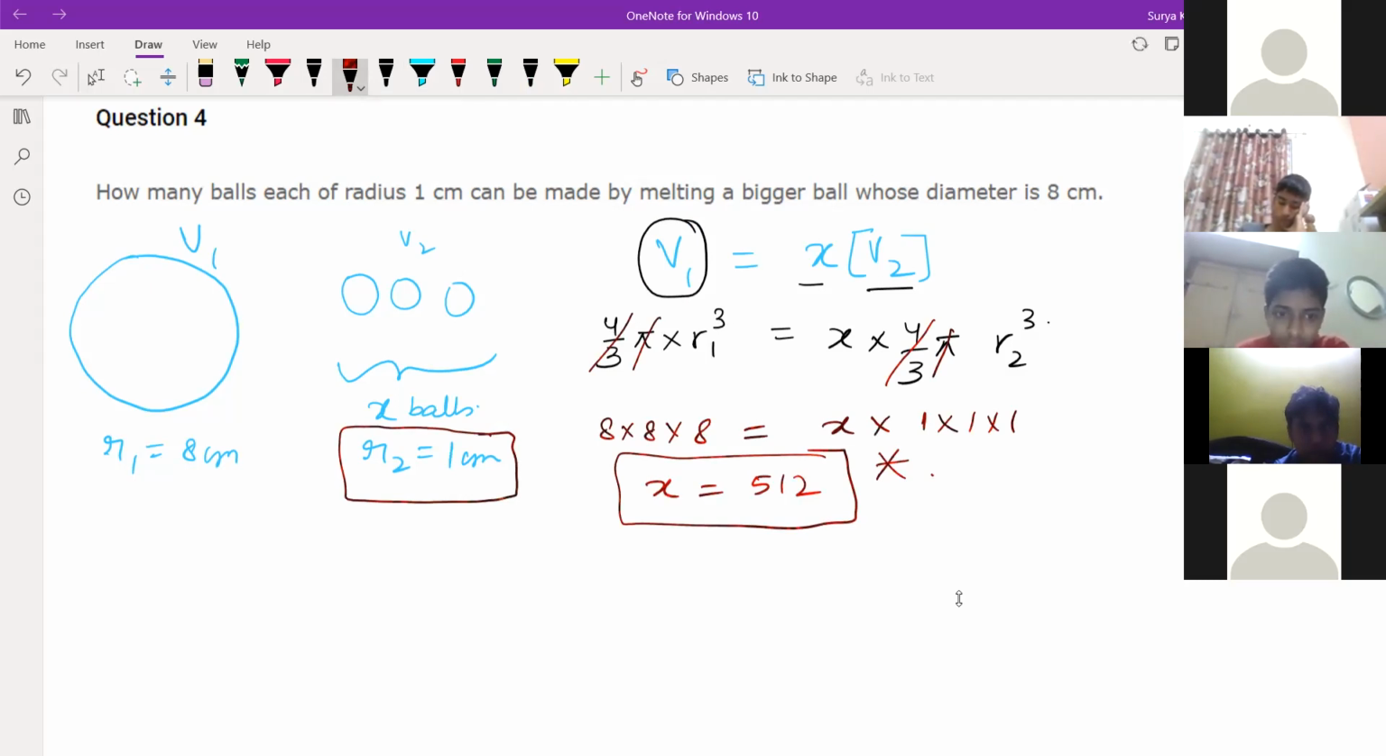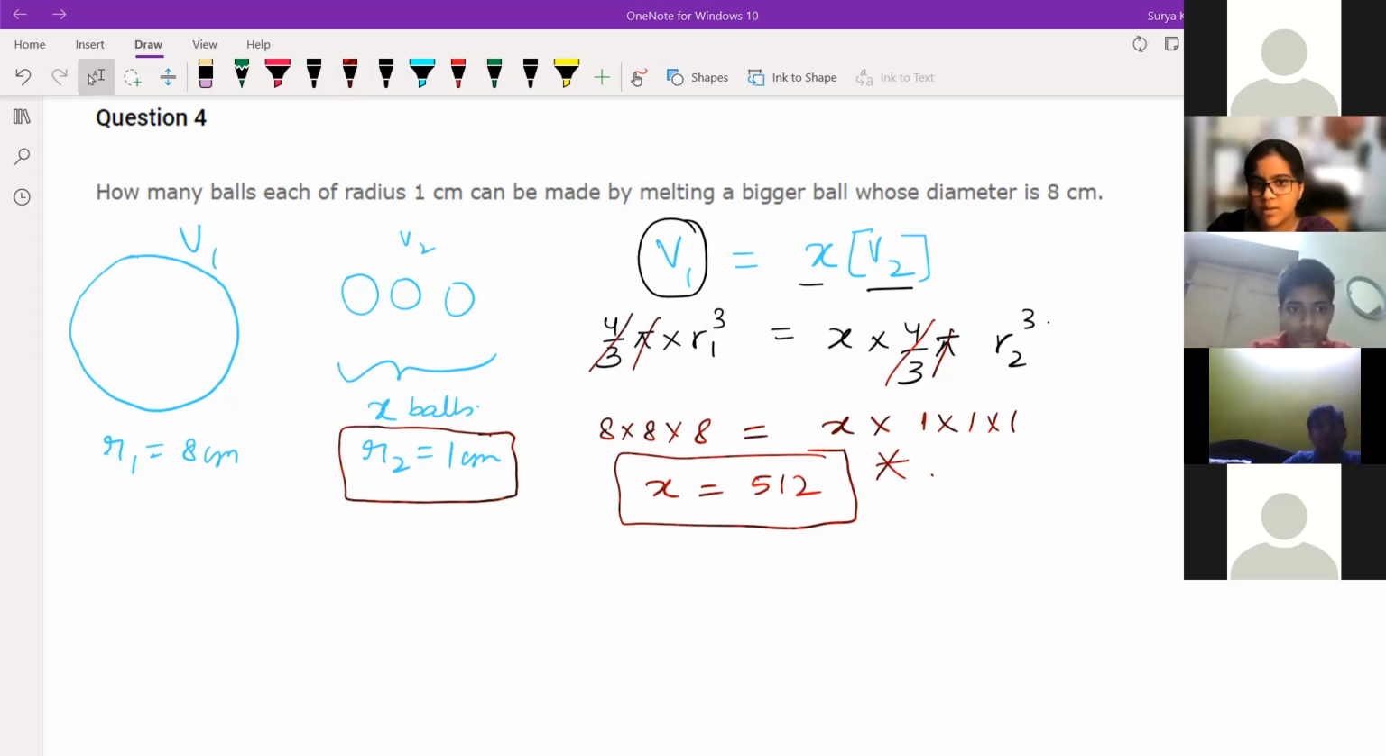Anyone having doubt, children? Anywhere? No. Now question number 4. Children, if you won't ask doubts, I can't understand who is understanding or not. Please ask if anyone has not understood. Sir, here they multiplied the diameters, not the radius. Yes, correct. Very nice. See, one child understood here.